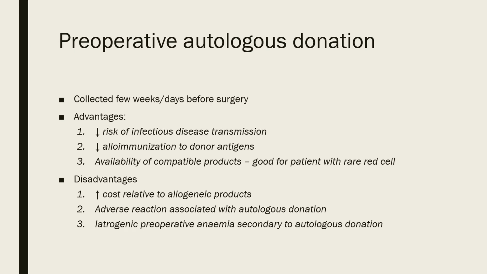Okay, the autologous donation has positive and negative points. The positive points are it reduces the risk of infection and also alloimmunization to donor antigen. Of course, you are receiving your own cells, therefore there is no issue of getting a foreign pathogen as well as an immune reaction towards foreign antigen. The autologous donation is very good for patients who are known to have a rare blood group. So compatible blood is available for this patient.